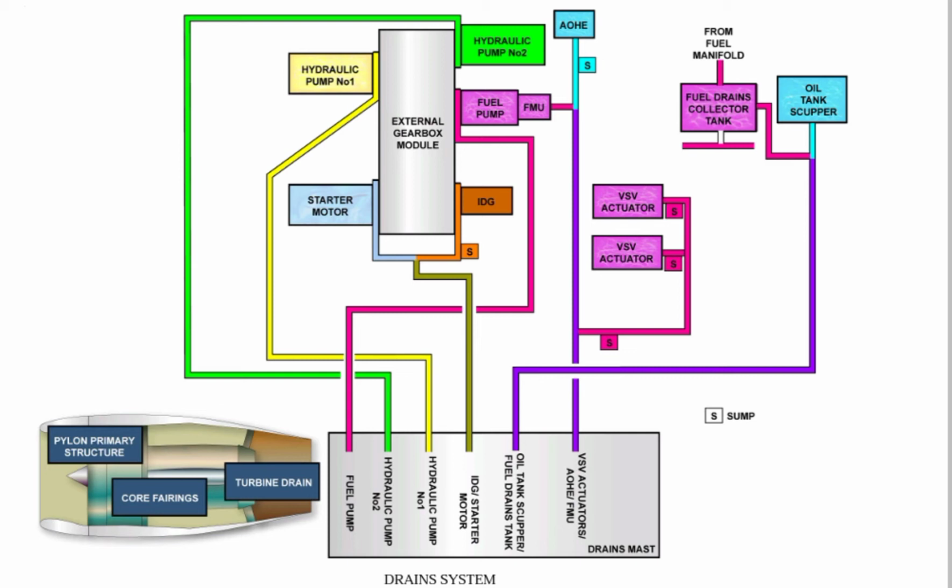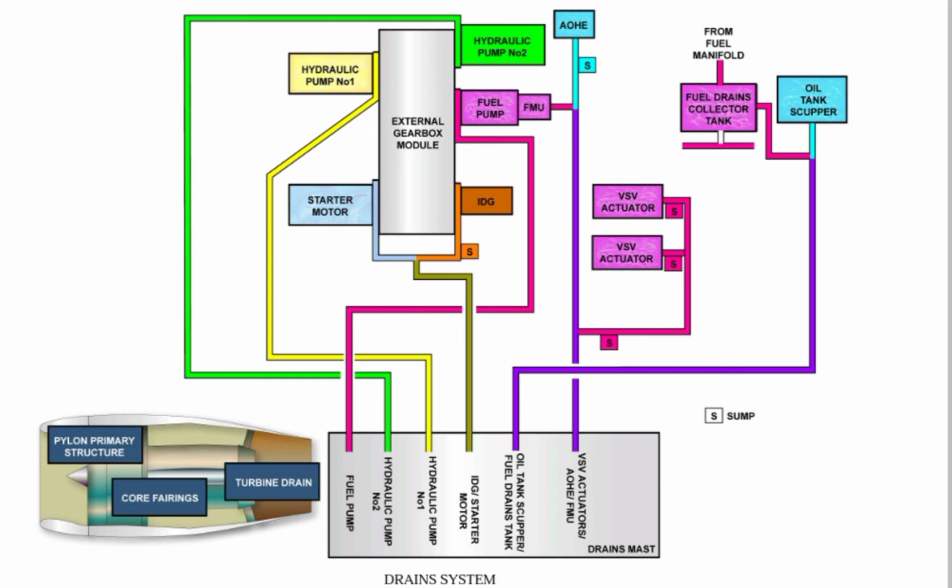The items that are connected to the drains mast are: 1. The air oil heat exchanger, AOHE. 2. The hydraulic pump number 1. 3. The hydraulic pump number 2. 4. The LP/HP fuel pumps. 5. The fuel metering unit, FMU. 6. The pneumatic starter. 7. The IDG. 8. The VSV actuators. 9. The drain collector tank, and the oil tank.